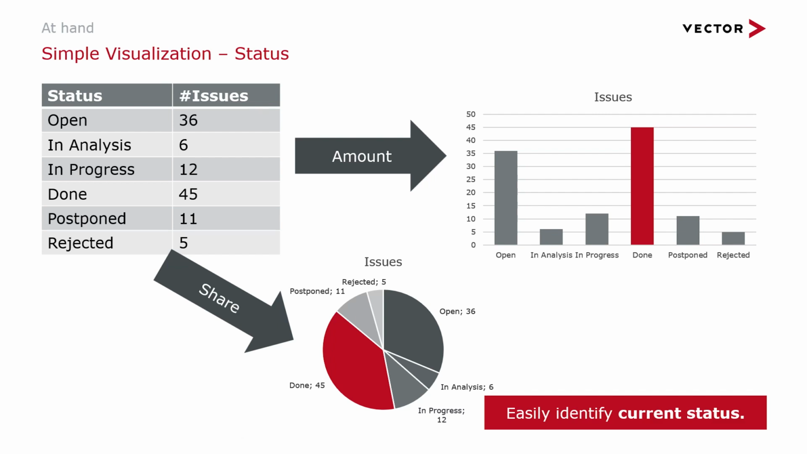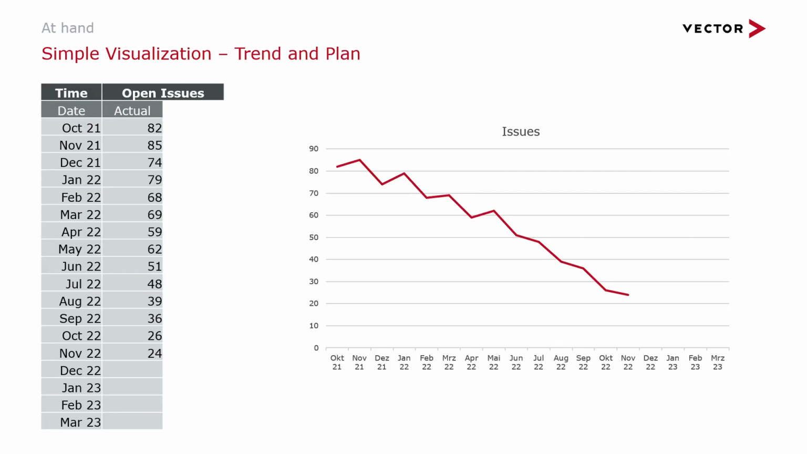But now if we add the dimension of time to it, like here in this picture, you can see the dates of the project per month, and we can see what is the number of actual open issues that we had in this month. And if we now make this line chart, then we can see a trend. We can see that it goes in a certain direction.